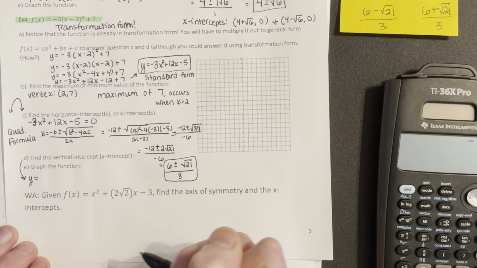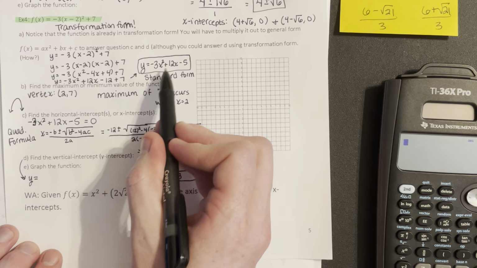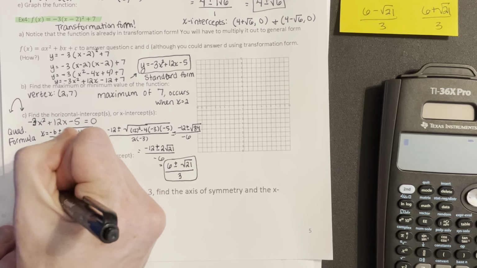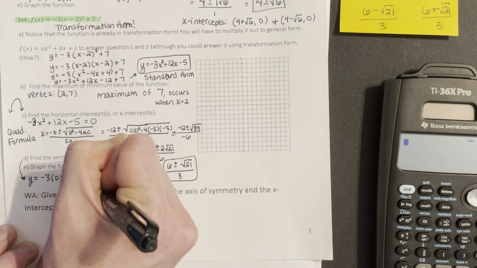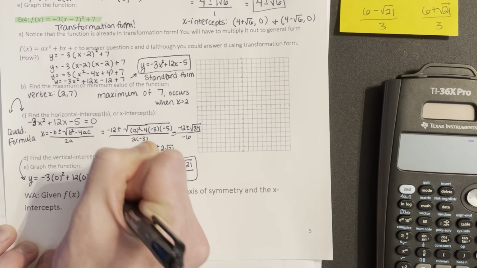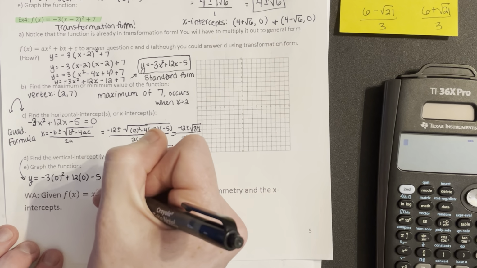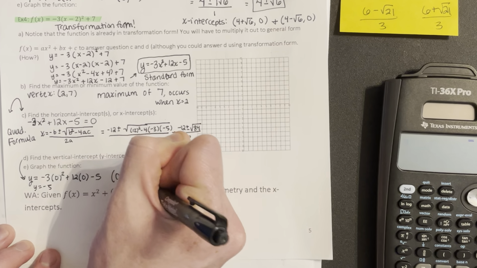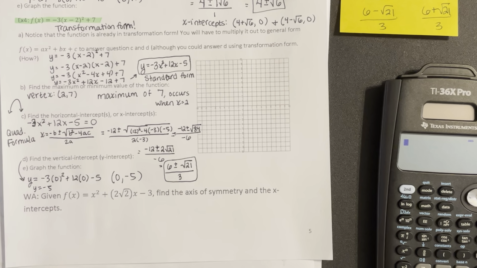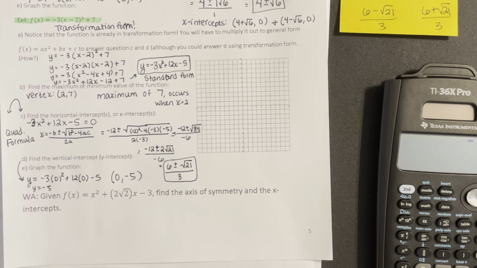That's the value of y when x is 0. So let's plug that into our standard form. So negative 3 times 0 squared plus 12 times 0 minus 5. If we work that out, I'm going to get a negative 5. So there is the last piece we need for our function. Now I can graph it because I've got all these different pieces.